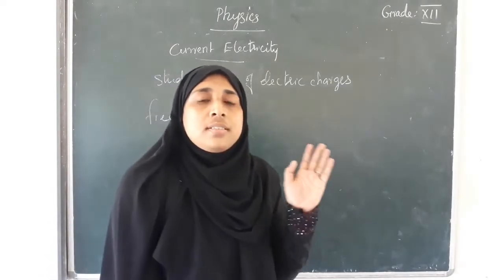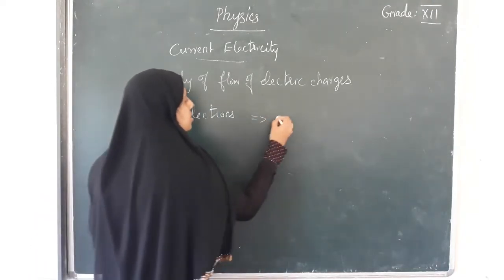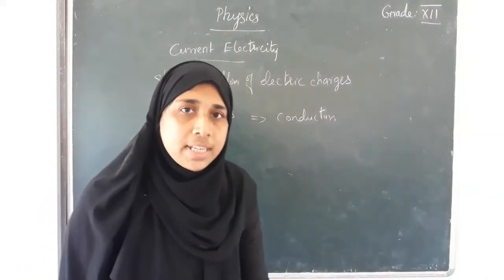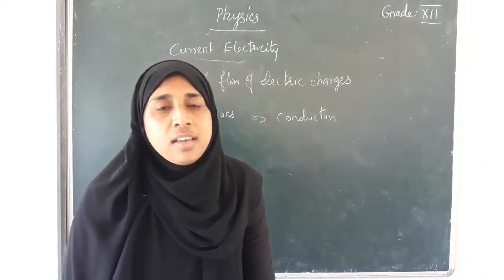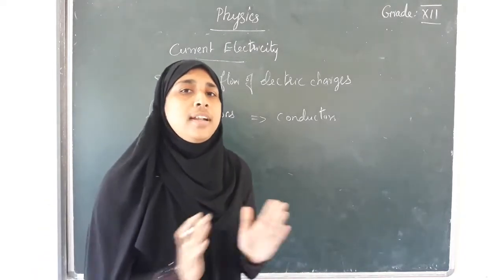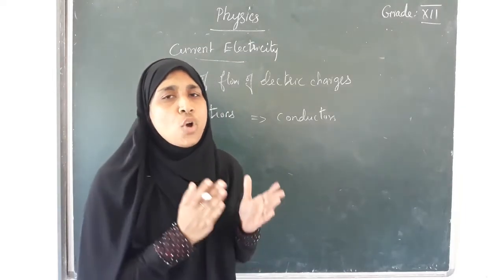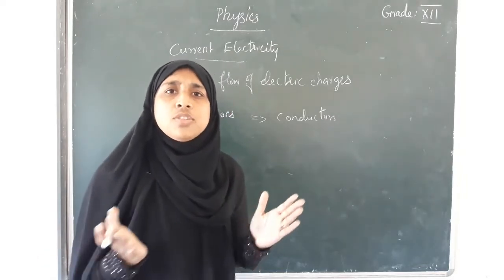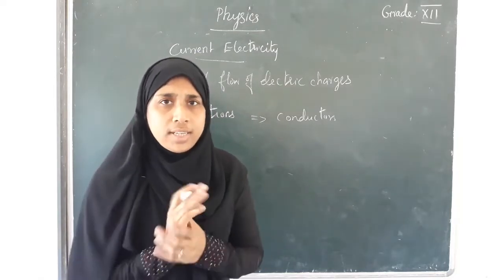When a substance contains an abundance of free electrons, we call it a conductor. Now, in the conductors, the free electrons are randomly moving. Random means here and there it is moving. So there is no net transfer of charges from one end of the conductor to the other end. So there is no current.